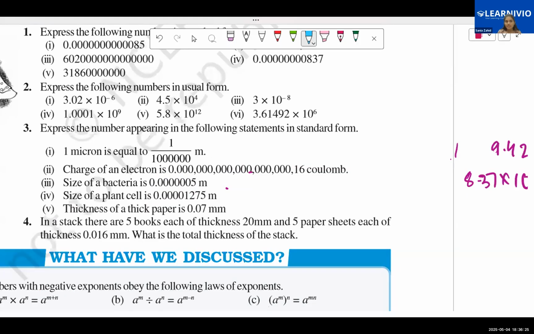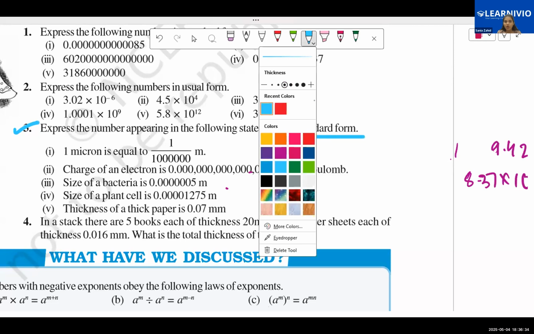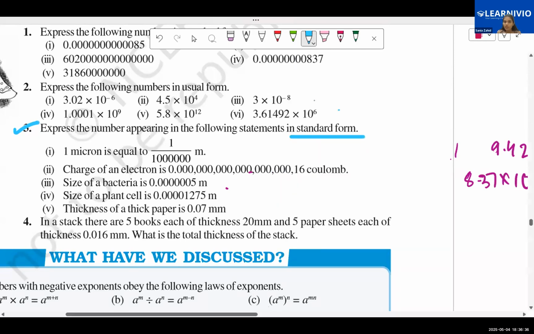All right. If you see the question, it says express the numbers appearing in the following statements in the standard form. So what you have to do is convert all of these numbers into the standard form. Look carefully at the first one. It says 1 micron is equal to 1 by 10 to the power something meters. So what are you supposed to do first of all? You will first convert this into decimal format. Or you can directly convert this into exponent 1 by 10 raised to the power what? 1, 2, 3, 4, 5, 6. So it becomes 1 by 10 raised to the power 6 meter.